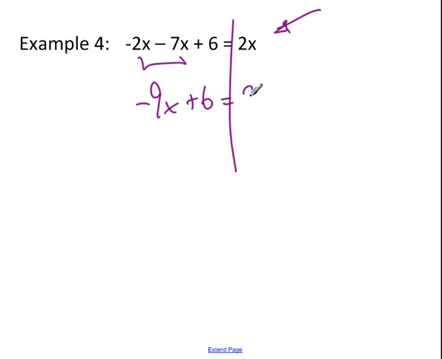I'm going to rewrite everything else so I don't make a mistake along the way of losing one of my terms or making a mistake with one of those positive and negative signs. Now I want to get my x's together. There's one on the left and one on the right.